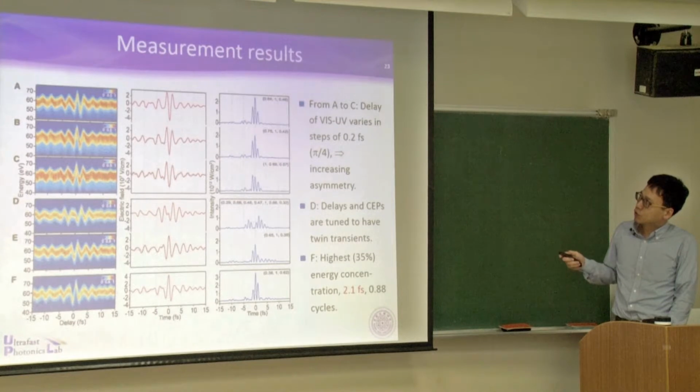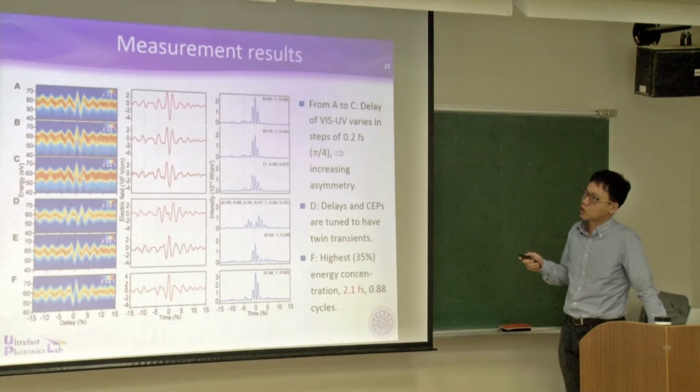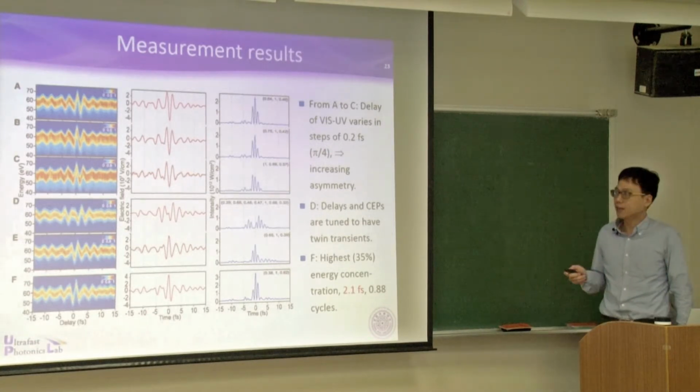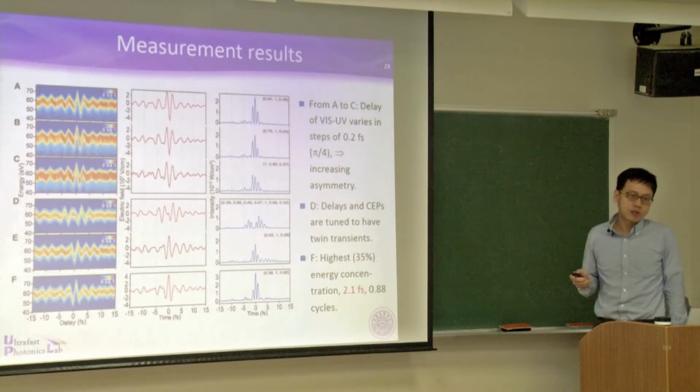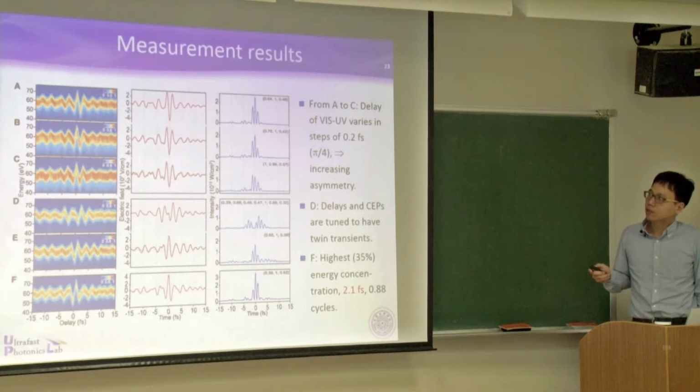So what did they do? From figure A to figure C, the delay of the visible to UV part varies in steps of 0.2 femtosecond, or 1/4 of pi. Okay, so they just use these 3 figures to demonstrate that the light transient or electric field can change with the change of delay.